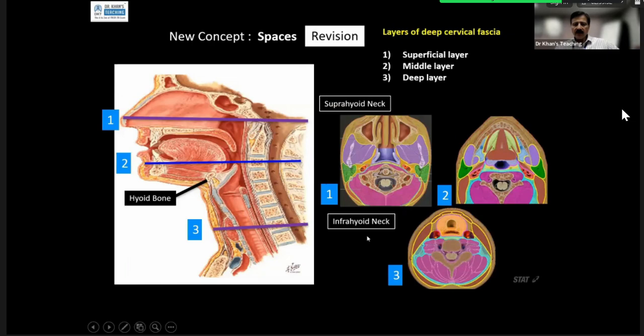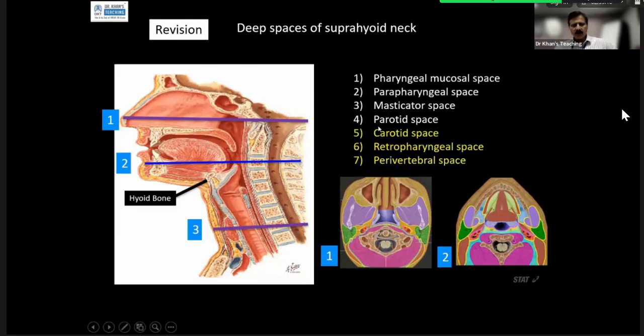So we have already covered the neck spaces. There is a concept of deep cervical fascia, which has got 3 layers: superficial, middle, and deep layer. And because of that, we can divide the neck into various layers. And so that is the main concept.